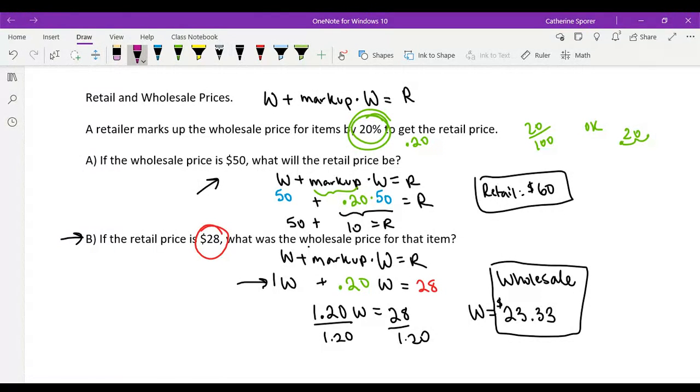In general, whenever we have a markup from wholesale to retail, we're expecting that the retail price is going to be larger. So the wholesale price is smaller here, the retail price is larger. However, if we have the retail price to start with, then the wholesale price is going to be smaller because it's before the markup happened.